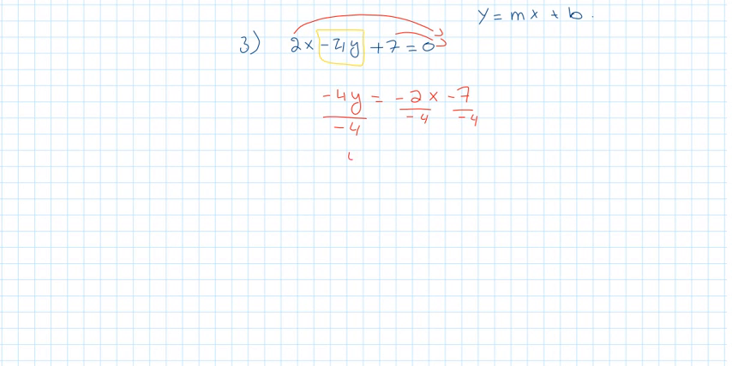Can you guys tell me what happens with negative 2 divided by negative 4? Since they're both negative, what does it become? Positive. And 2 over 4 is a half. And then this is going to be positive 7 over 4. I can't simplify this, so I leave it as 7 over 4. Okay?